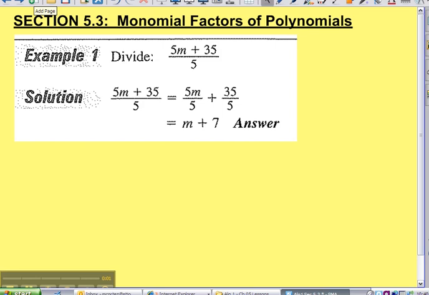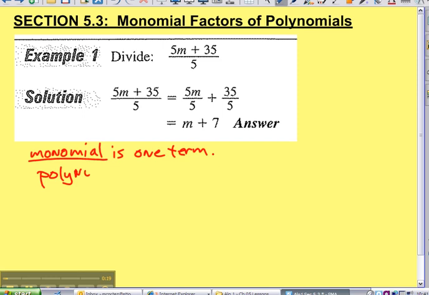Okay, folks, monomial factors of polynomials. Remember, first thing, a monomial is one term. A polynomial is an expression with more than one term. Now this says monomial factors of polynomials.